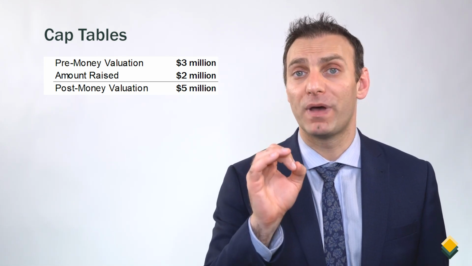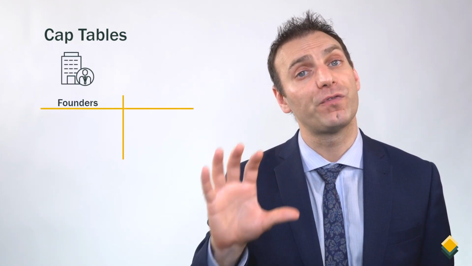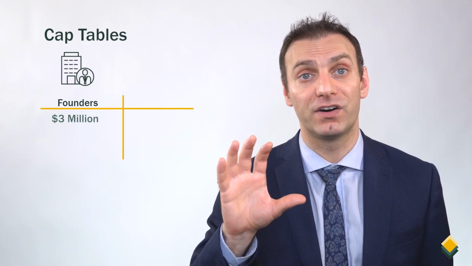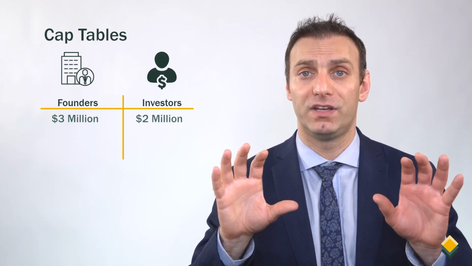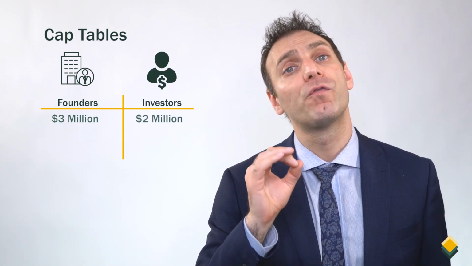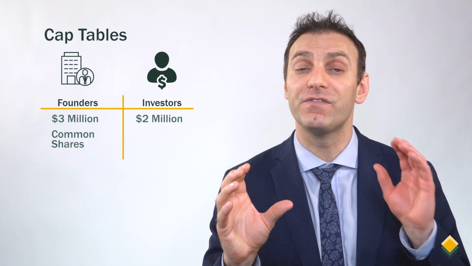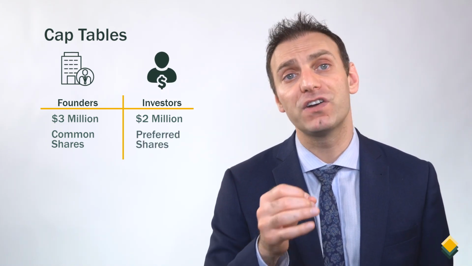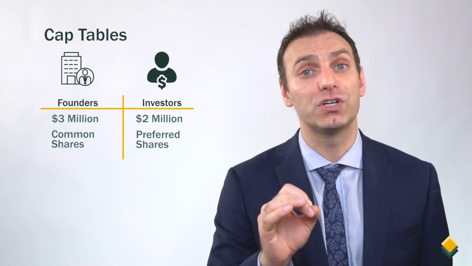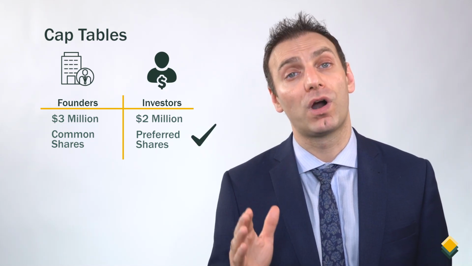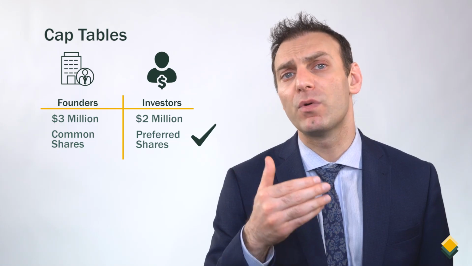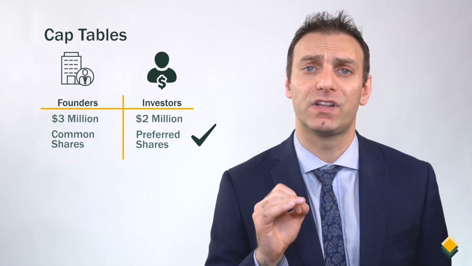Now let's add a little bit to this example. Let's assume that the founders of the company own all of the shares before the $2 million was raised. So the founders own $3 million worth of shares, and the new investors own $2 million worth of shares. Now, for our example, let's also assume that the founders own common shares and the investors own preferred shares. Preferred shares mean that in the event of a liquidation, preferred shares would be paid before common shares. Or in other words, they would be preferred to common shares in the event of a liquidation.